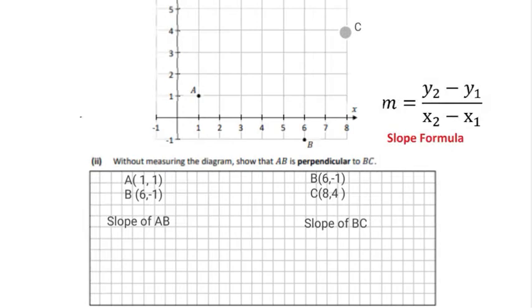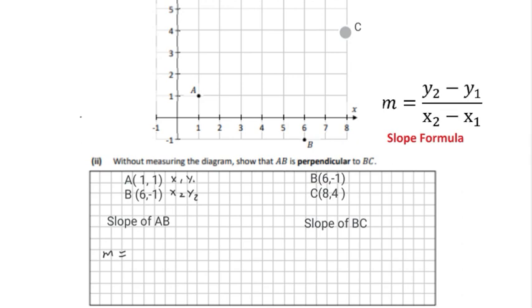Now in part 2, without measuring the diagram, which refers to using a protractor, so we're not going to do this manually. We're going to do some algebra here with the slope formula. So get the slope formula from your log tables and assign your coordinates again. So we have AB, again that's x1, y1, x2, y2, and let's put them together in the formula.